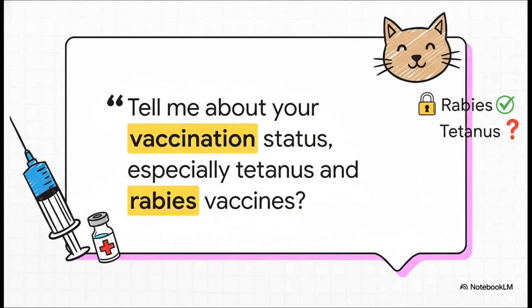And notice how direct this question is. Don't beat around the bush. You need to explicitly ask about their tetanus and rabies vaccinations. In this case, the patient is sure about rabies, but not about tetanus. That uncertainty is a key piece of information for your management plan later on.